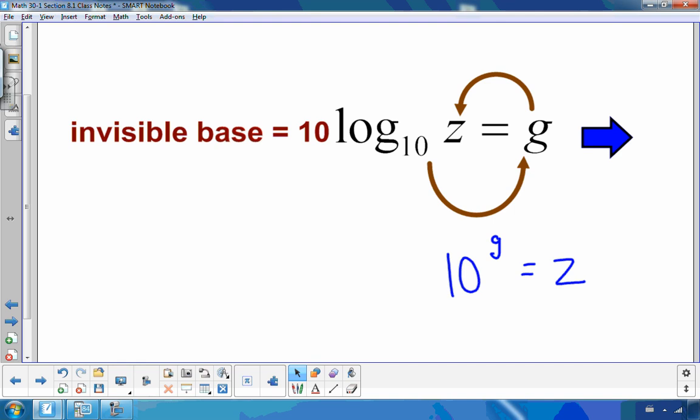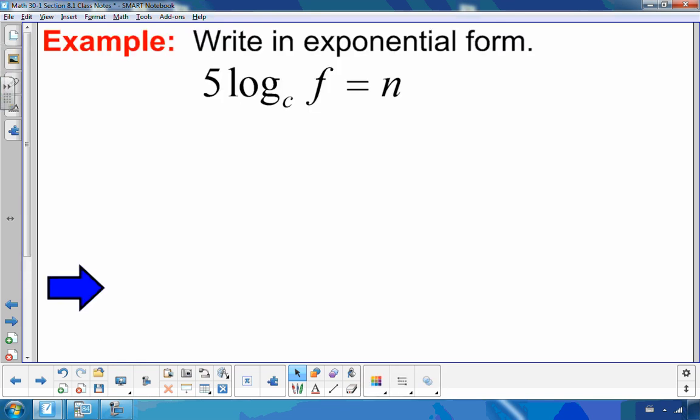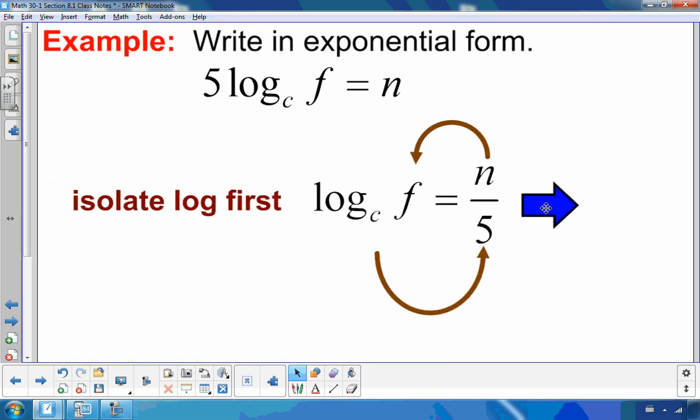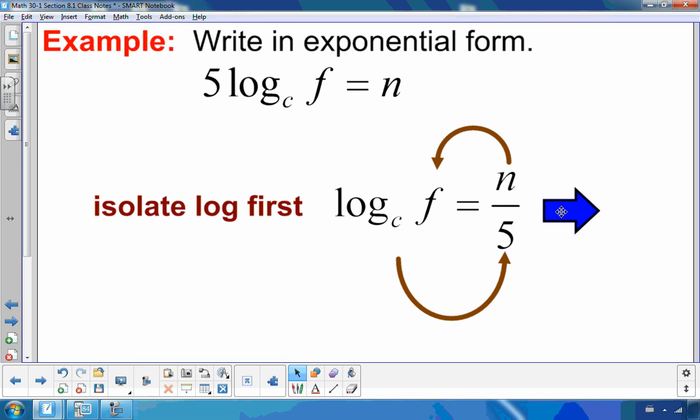Okay, I want to try this a couple more ways because you'll see where this is going. We're eventually going to be solving. So let's say I have something like this. I want to write it in exponential form. This looks different than all the other ones because I have this 5 in front, and that's a bit of a problem. So I need to isolate my log first.